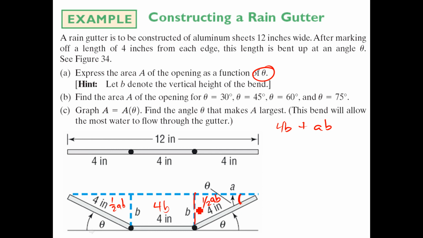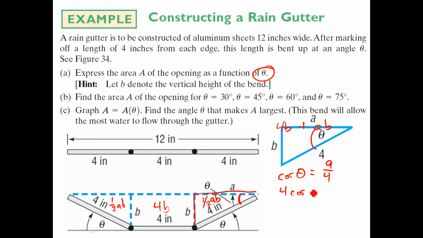So we're going to use this triangle right here. Okay, I think they print one out for you. There we go. All right, so if we want to figure out a, and we know that this length is 4, and we have theta, we're going to use the adjacent and the hypotenuse to do cosine. So the cosine of theta is a over 4. So 4 cosine theta equals a. By the same thinking, sine of theta is b over 4. So 4 sine theta equals b.